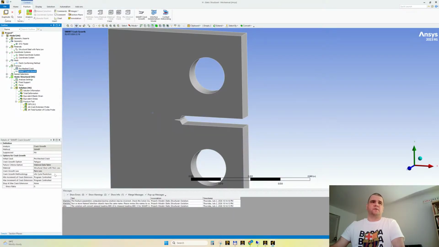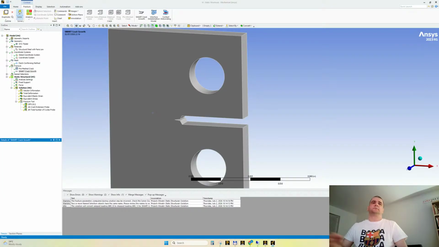Instead, here, we're going to change from life cycle prediction to cycle by cycle. We keep the default 10. Save. And solve.